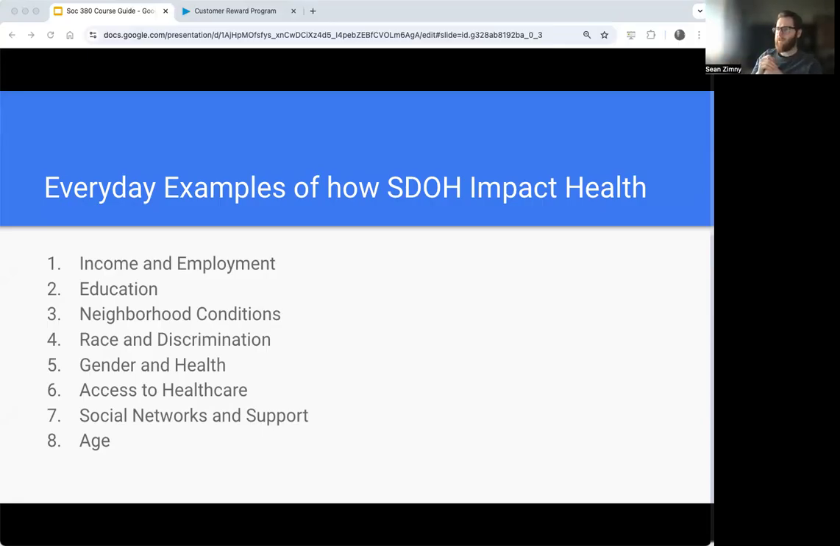Speaking of gender, number 5, gender and health. Women are more likely to experience the dismissal of their symptoms in medical settings, which can often delay diagnoses and treatment.